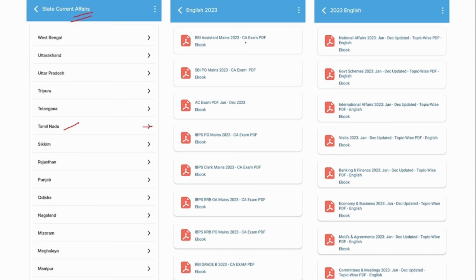Apart from that, we also provide PDF from the exam perspective. Suppose you are preparing for RBI assistant mains, then this tab will contain 5 to 6 months of current affairs, which has high probability of being asked in RBI assistant mains. Similarly for SBI PO, RRB PO, clerk mains, all these are being given under this section.